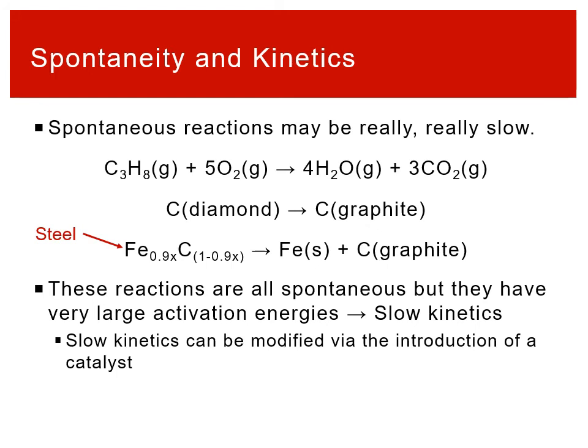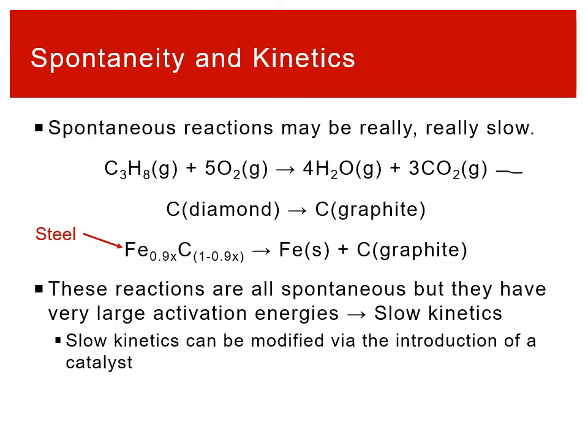Slow kinetics can always be modified. You can make these reactions happen. You can get propane to burn in oxygen pretty quickly if you introduce an initial flame. You put in a little bit of flame, and then all of a sudden, boom, you get a really big flame. That's the indication of spontaneous: a little bit goes a long way to making it happen. You just have to get it started.